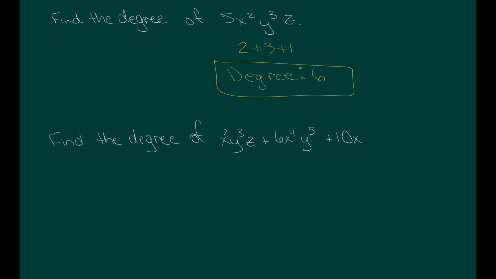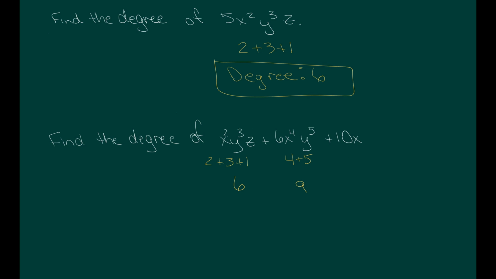Now in the second problem, we're finding the degree of a trinomial. What you do is find the degree of each individual monomial and pick the highest. So it's x squared, so we have 2, plus y cubed, so plus the 3, and the z has a 1. So this first monomial has a degree of 6. The second monomial has x to the 4th and y to the 5th. If I add those together, that gives me 9. So this second monomial has a degree of 9.